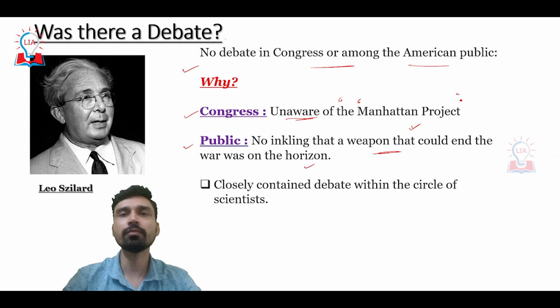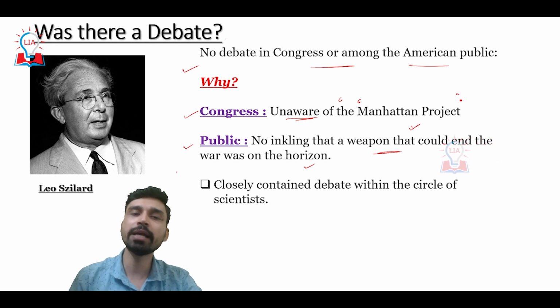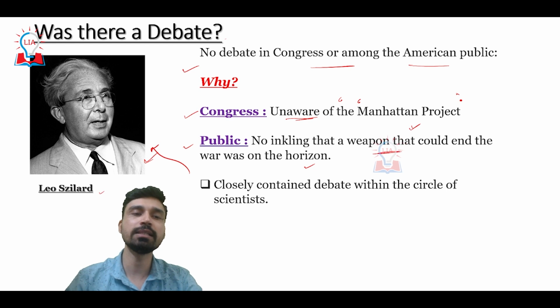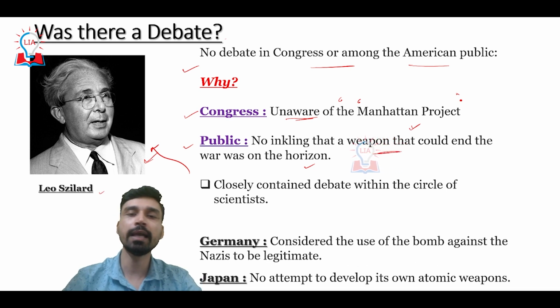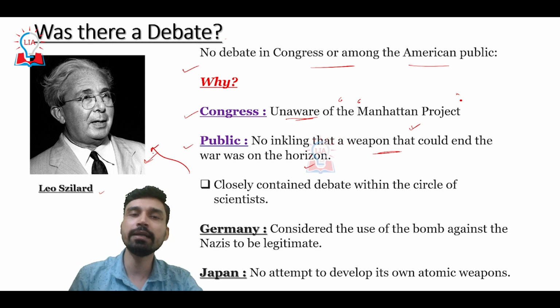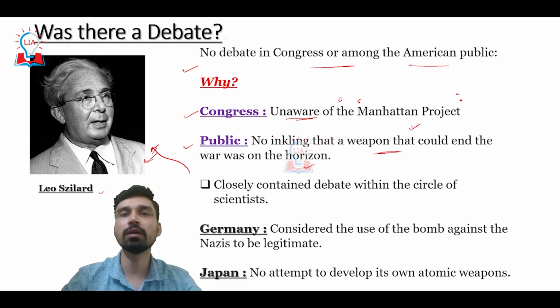However, there was discussion going on among the close-knit scientific community, especially those scientists who were directly involved in the Manhattan Project. One of the most notable scientists in this circle was Leo Szilard, a Hungarian migrant to the United States of America, and he was one of the scientists, apart from Robert Oppenheimer and others such as Enrico Fermi, who played a very active role in the development of atomic weapons.